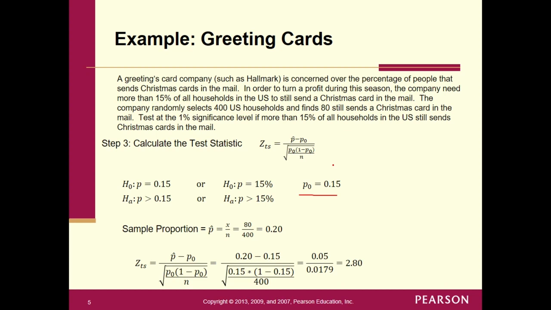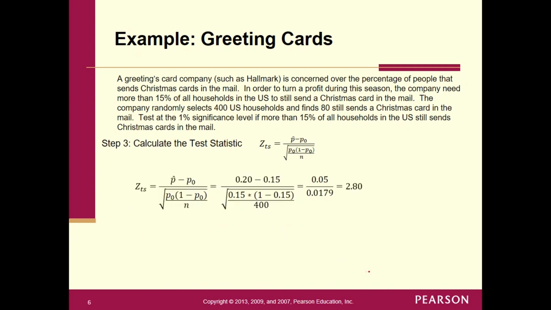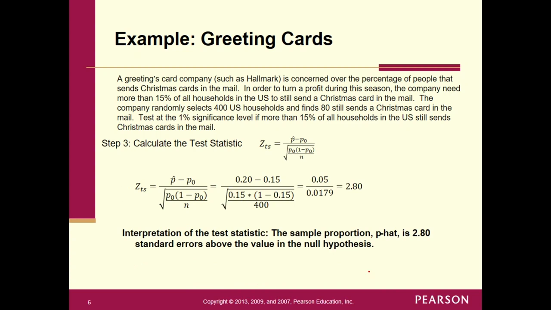So hopefully when you put all that stuff in, I got a p hat of 0.2, 0.15, 400. Hopefully you see where all the numbers are coming from. And when I left all the values in my calculator, I came up with a test stat of 2.80. That's telling me that p hat is greater than the value in the null hypothesis by how much? 2.8 standard errors. And so that's my interpretation here: the sample proportion, our p hat from our sample, is 2.8 standard errors above the value in the null hypothesis. All right, there's your interpretation.